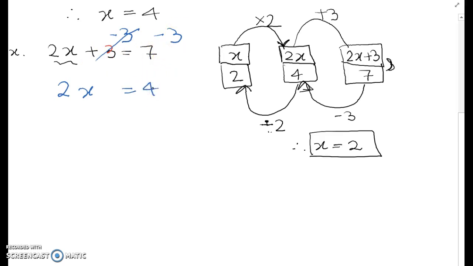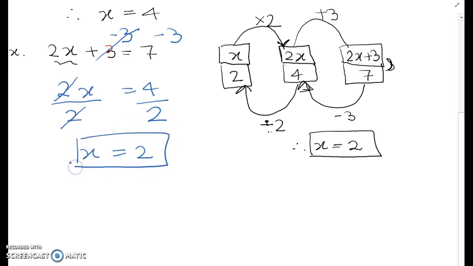Now we do have 2 x's and we need only 1 x. So what we need to do is divide by 2, both sides. Cancel out 2's. 2 divided by 2 is 1. So we will be left with 1x. 1x is equal to 2. Voila. Solved.